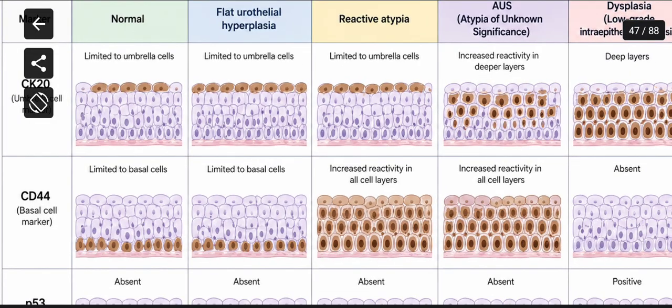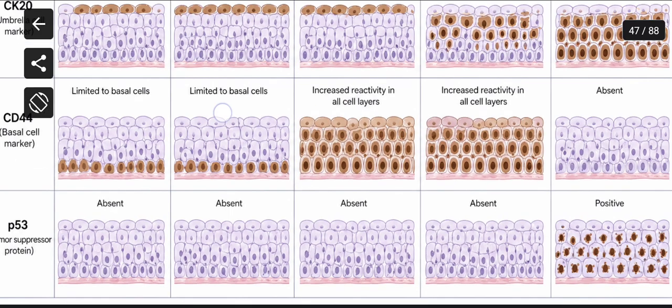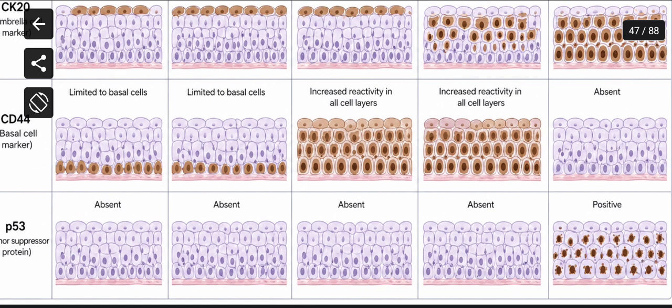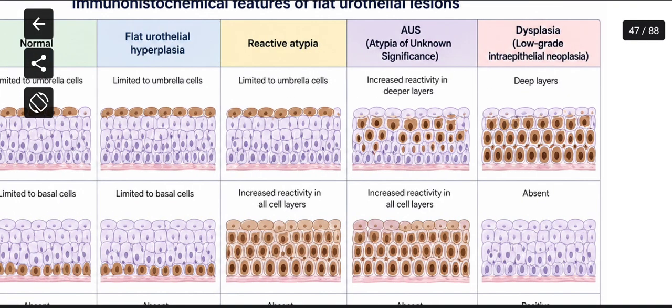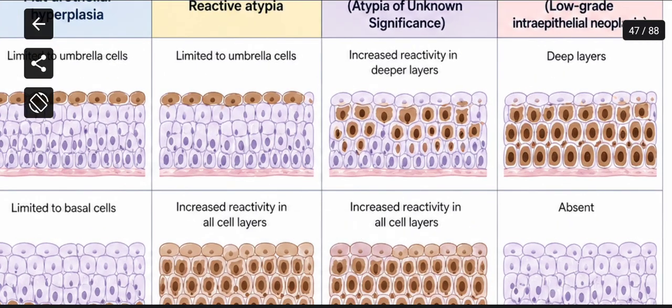Whereas once you start getting reactive atypia, CK20 will be maintained in the superficial umbrella cells. CD44 will be full thickness, that is, basal cell hyperplasia is there essentially. It's reacting to something, right? But P53 will be wild type again. It's not neoplastic yet. It does not gain the TP53 mutation.